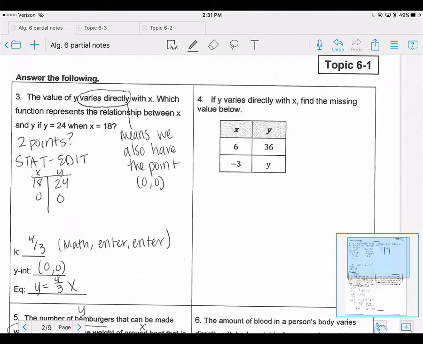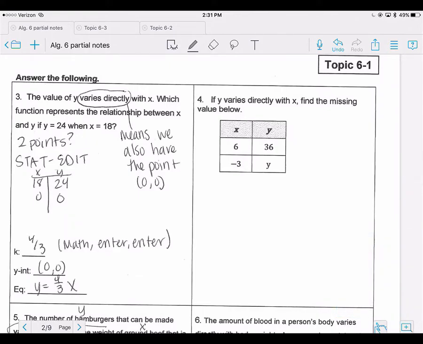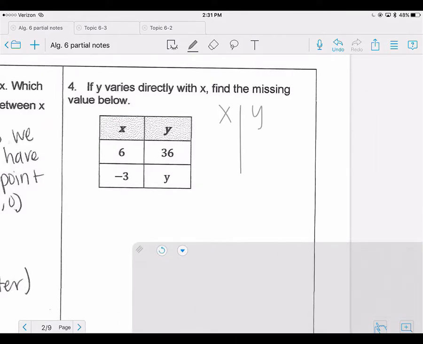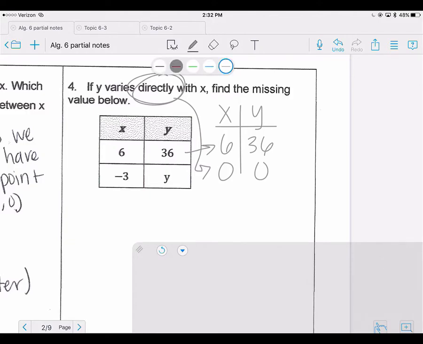So problem 4 tells me that y is going to vary directly with x. Find the missing value. So what I'm going to do is plug into my calculator my full values that I have. Because it is a direct variation, I have the point 0, 0, and then I was also given the point 6, 36. We can't put this one into the calculator because I have a missing value, but I can use my calculator to find that missing value.